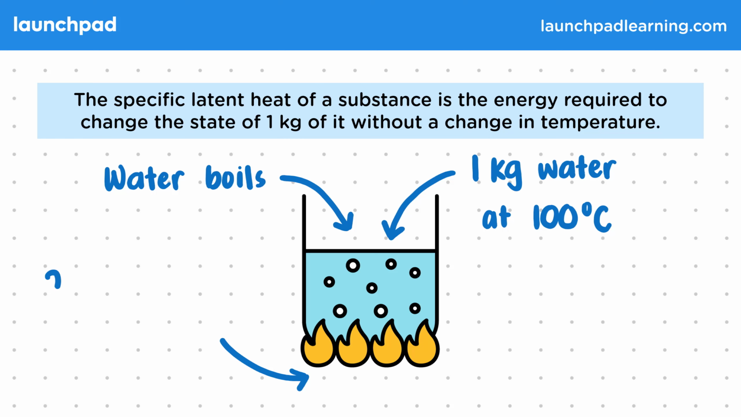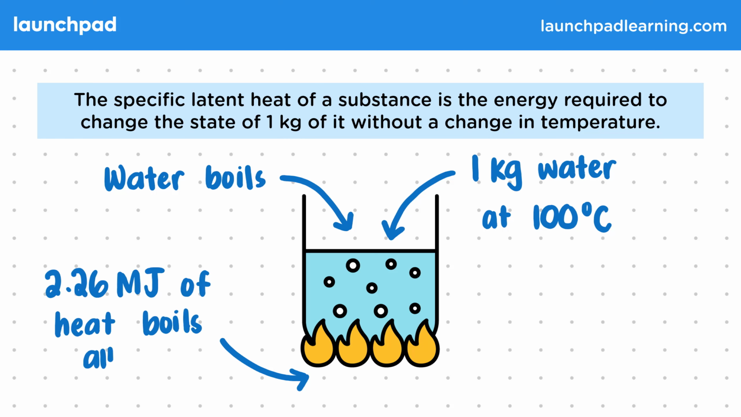So in this example, we require 2.26 megajoules of heat to boil all of the water. The thermal energy used to boil the water is given to the internal energy of the steam produced. Remember that the temperature won't change during the change of state, but it will increase if we keep heating afterwards.